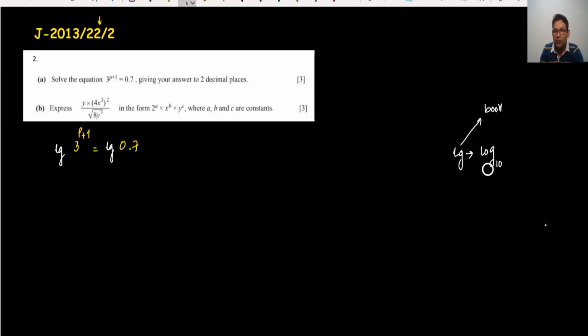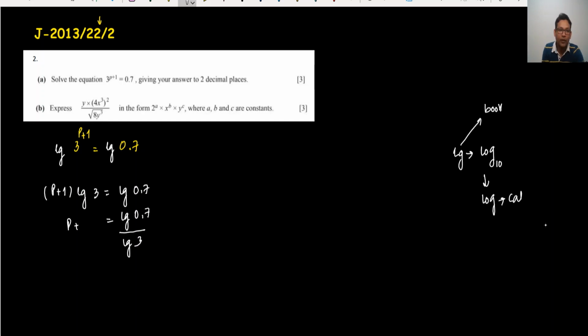And if you want to use the same in the calculator, that will be only log. Log in the calculator is base 10. Please note, this is base 10 in the calculator. So this power law, p plus 1, will move in front of the log, and 3 equals to lg 0.7. So lg 0.7 divided by lg 3, this is p plus 1, and we have to minus this one when we write.